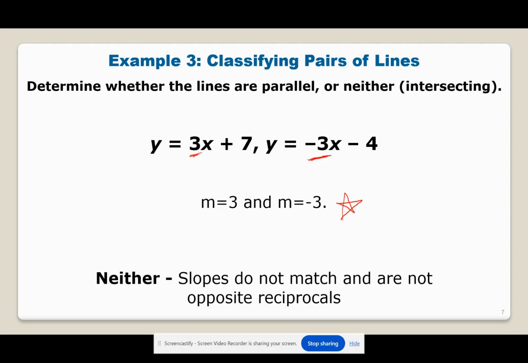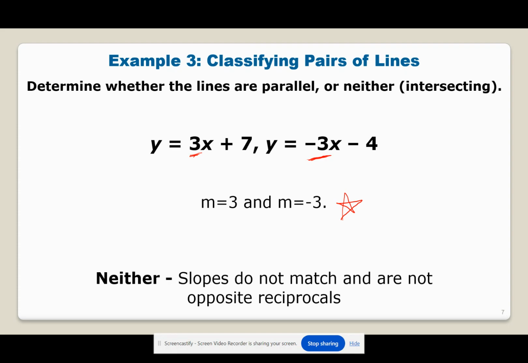So since I've got 3 and -3, the slopes do not match. They're not opposite reciprocals. That's something we're going to talk about tomorrow, so you don't have to write that down today. I just kind of threw that in there. That's something that hopefully sounds a little bit familiar with perpendicular. But the slopes do not match, so we just say that they're neither, or we can say that they're intersecting. So there's nothing wrong with these lines. They just intersect.